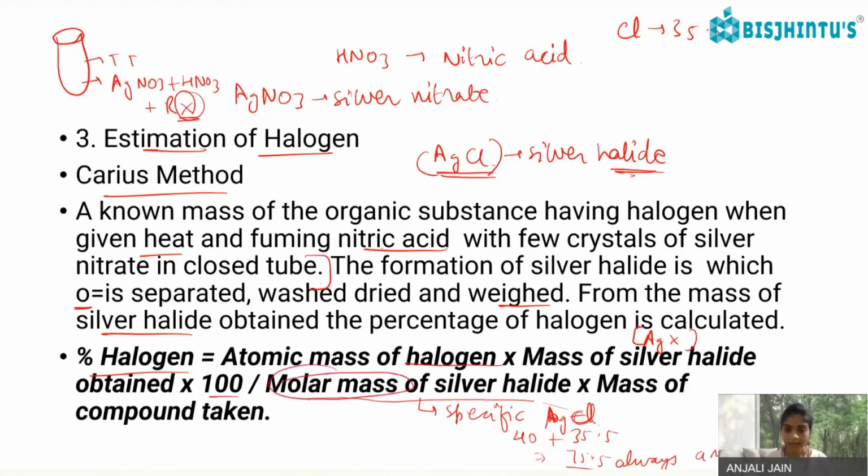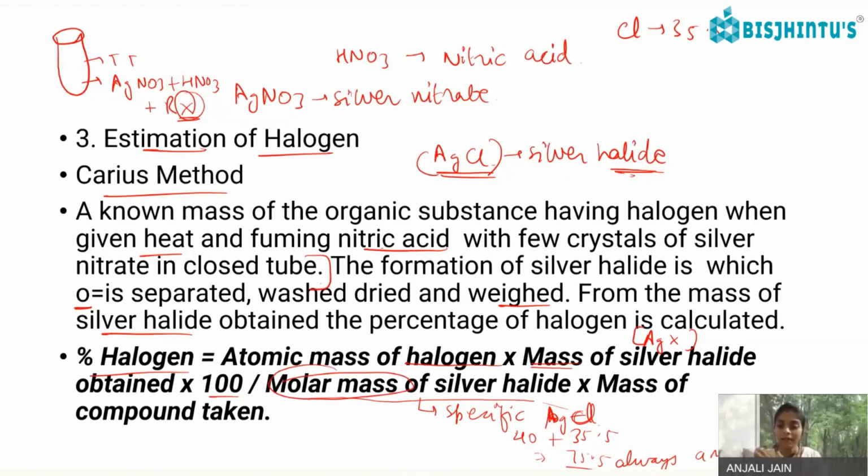But the mass of the silver halide is what? The weight which has been formed. And the mass of the compound taken is how much compound I have taken, and the mass of silver halide is how much it formed after the reaction of that halogen compound with silver nitrate and nitric acid.